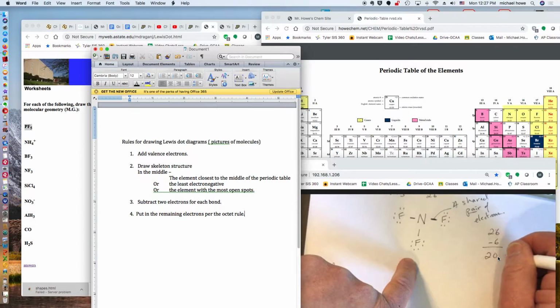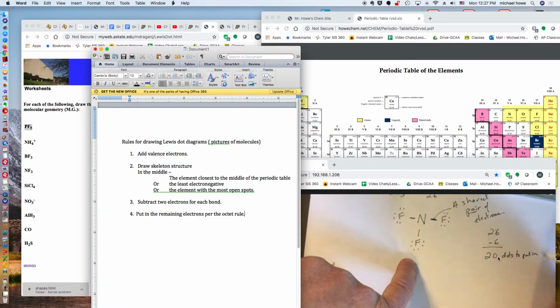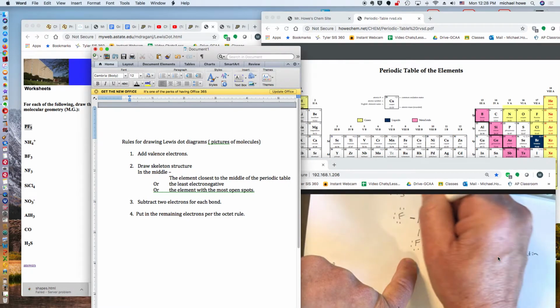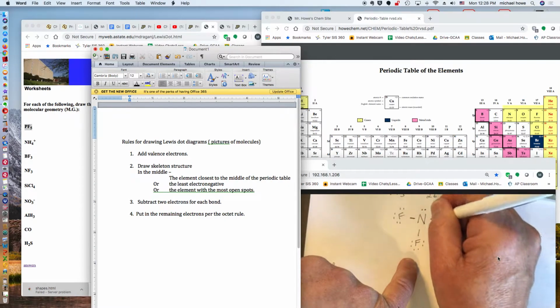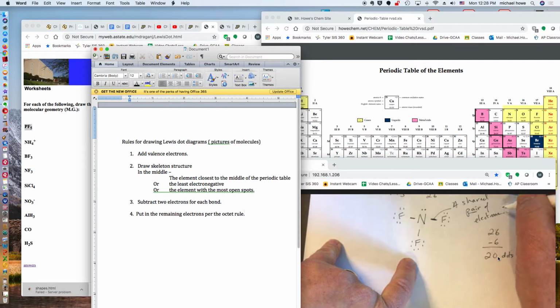Okay, so I'm going to write over here 20 dots to put in, just to remind you what we're doing. So I've put in 1, 2, 3, 4, 5, 6, and 6 more makes 12, and 6 more makes 18. So I've got 18 of my 20. I have 2 more left that I need to put in. I'm going to put them on the nitrogen because the nitrogen already had 2, 4, 6, and then 2 more makes 8. Now remember, this shared pair of electrons, they count as 2 electrons for each of the atoms.